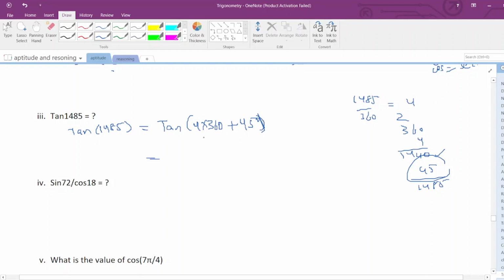So now this is simple, it's 360 plus theta, which means first quadrant. So 360 is 360, so it doesn't change, tan stays. Since it is the first quadrant, all are positive, right? So tan 45, everything is positive, so tan 45 is equal to 1. Answer is equal to 1.